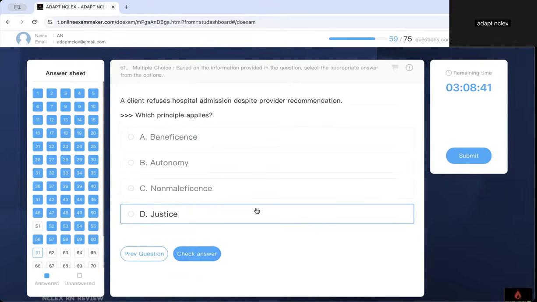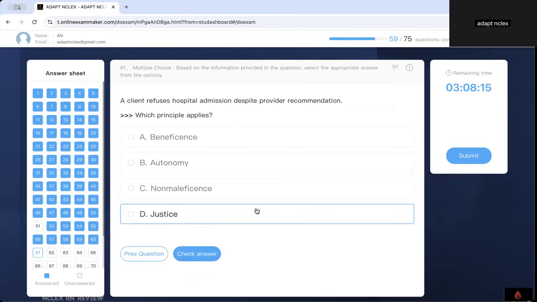Same thing. Client refuses hospital admission despite provider recommendation. Look at the words, despite provider. That means nobody should be at fault. It's all on you. You see the way I approach the question, the language in the question, 50% of the answer choice is from analyzing the question. The provider provided whatever they need. The patient said, I'm going home.